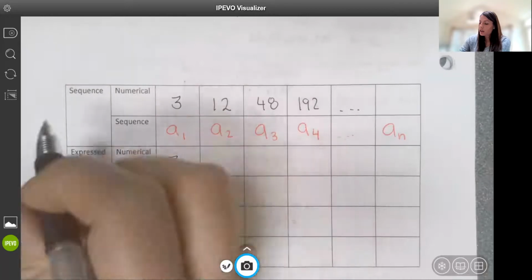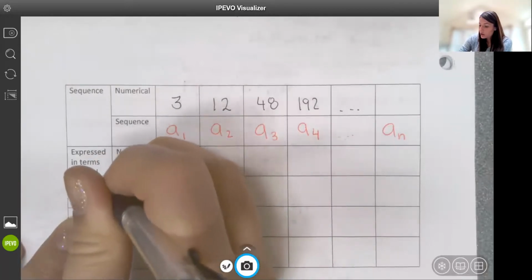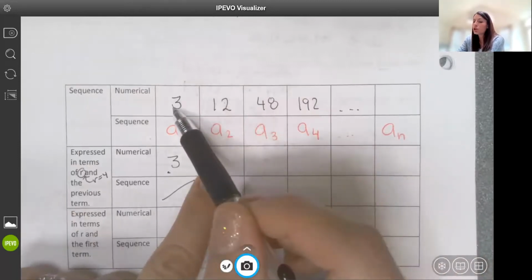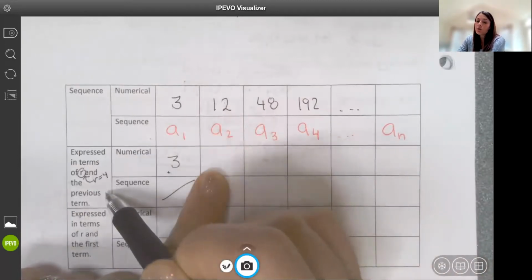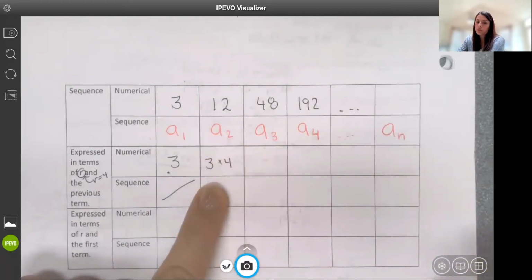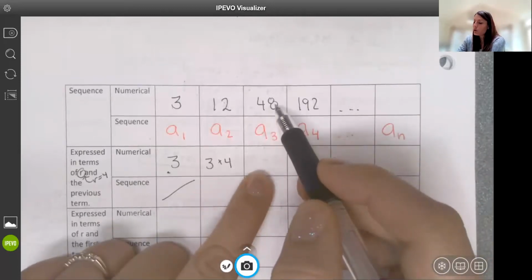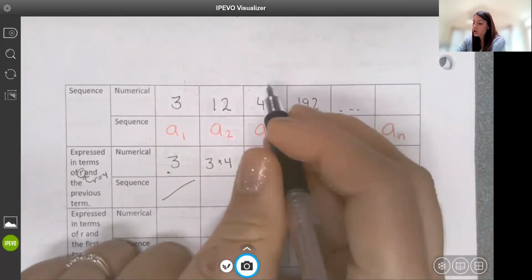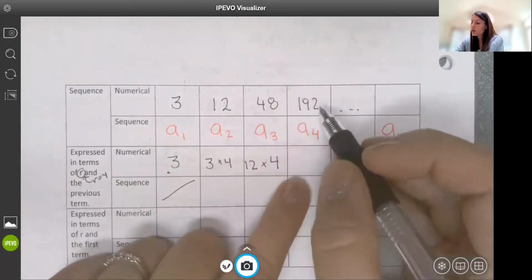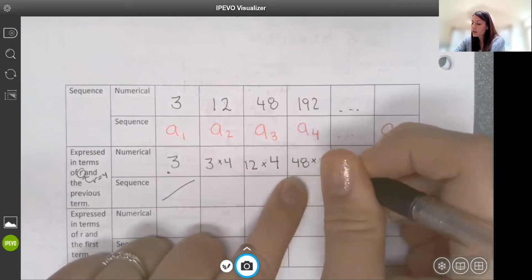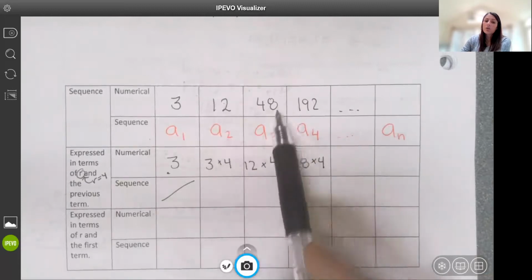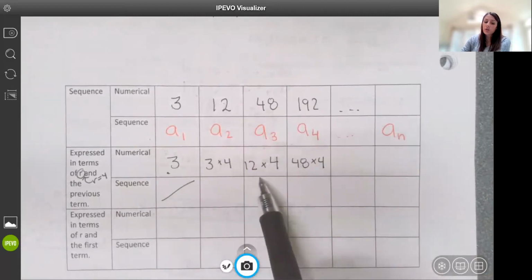Then we want to write, so r, we know r equals 4 in this sequence. So we want to write 12 in terms of the term before it and our ratio 4. So we would write 12 as 3 times 4. If we wanted to write 48 in terms of our ratio and the term before it, we'd have 12 times 4. 192 is 48 times 4. Okay, so we can write our number using the term before it and our ratio.